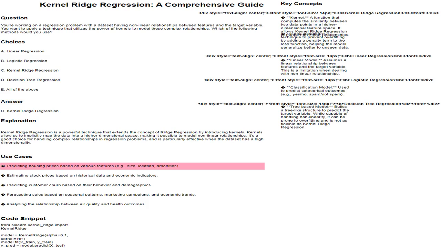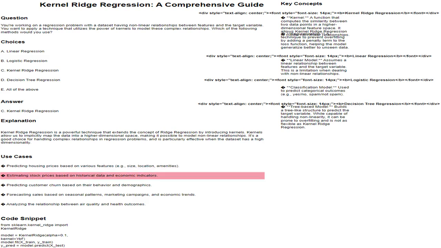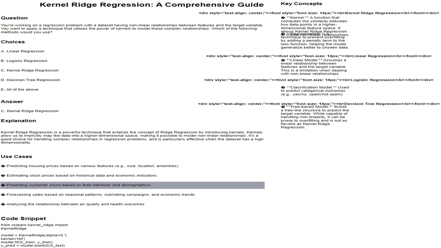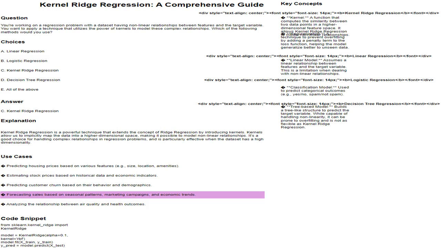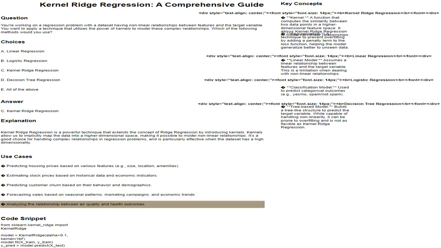Predicting housing prices based on various features, e.g., size, location, amenities. Estimating stock prices based on historical data and economic indicators. Predicting customer churn based on their behavior and demographics. Forecasting sales based on seasonal patterns, marketing campaigns, and economic trends. Analyzing the relationship between air quality and health outcomes.